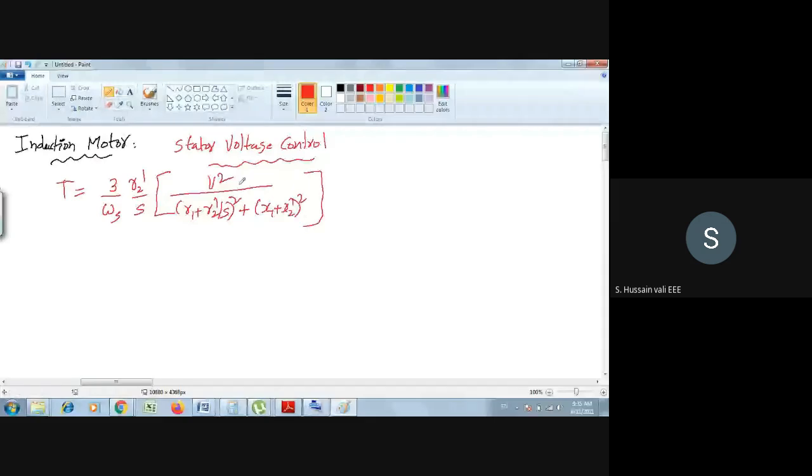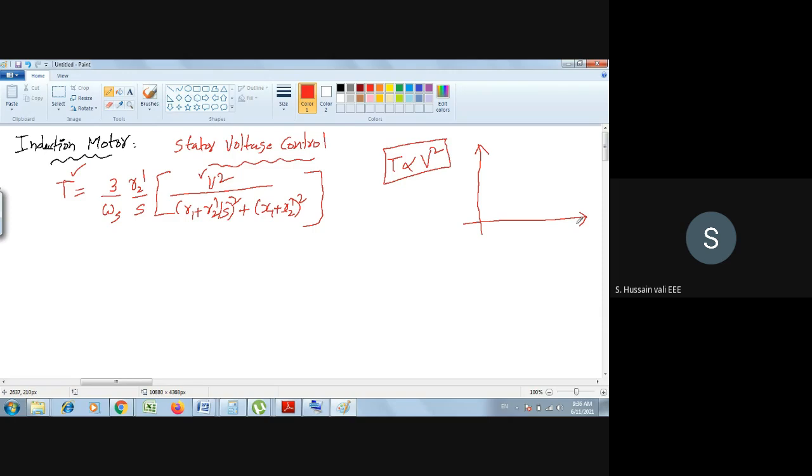Now, if you observe this carefully, this is the voltage that is going to the stator, and this is the torque. So what is the relationship between these two? T is proportional to V². So the torque is directly proportional to the square of the stator voltage. From this relationship, we can conclude that by changing the stator voltage, we can change the torque of the induction motor. So that's the logic here.